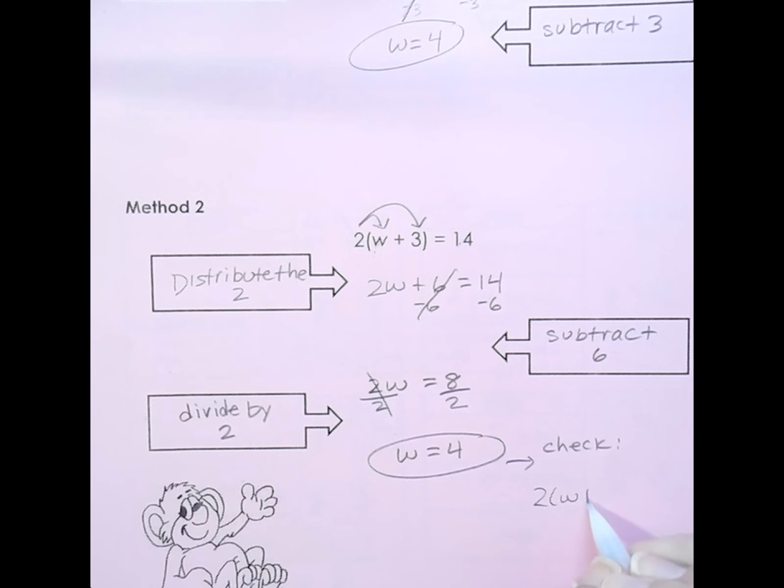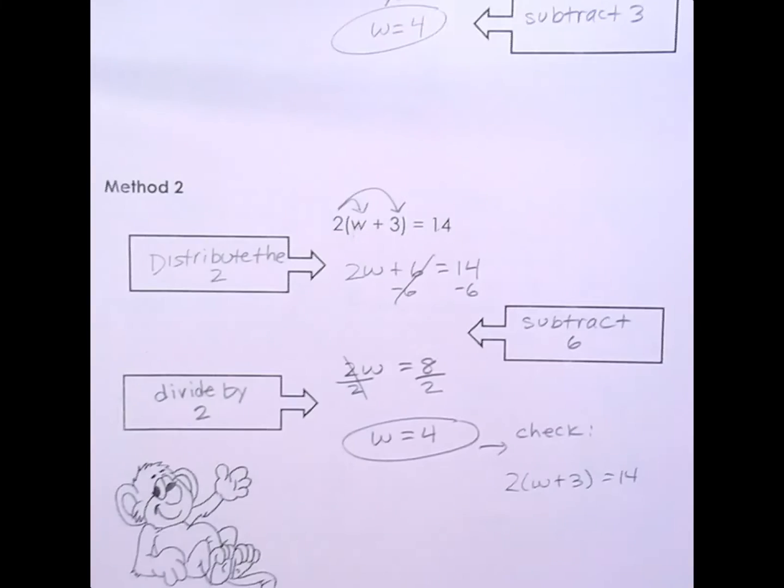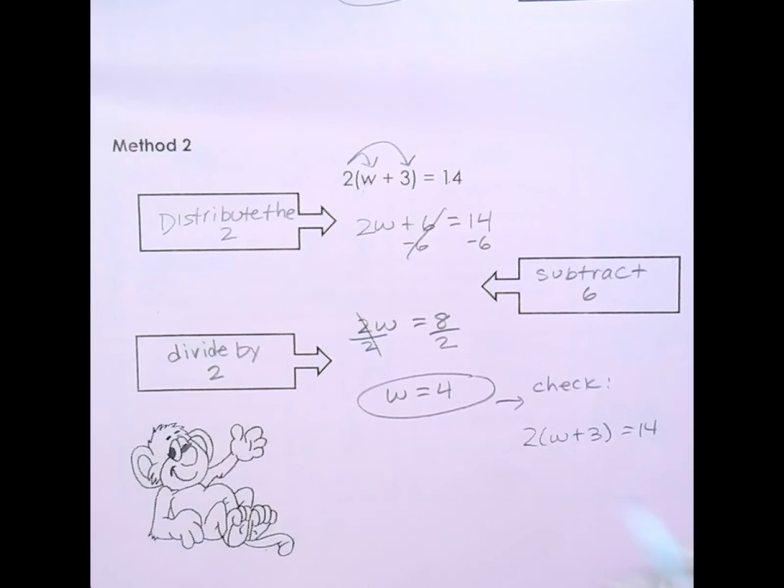Here's my original equation. I'm going to substitute the solution that I got, which is 4, in for w. And then don't forget your order of operations. You want to do the parentheses first. 4 plus 3 is 7. 2 times 7 is 14. So you can see that, yes, it does equal 14. So I know that my solution of 4 is correct.